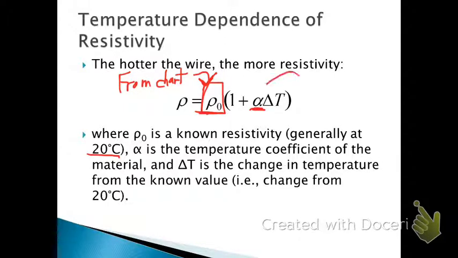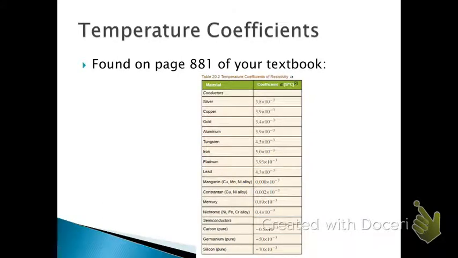This temperature coefficient, called alpha, is actually measured in inverse degrees Celsius. When you multiply it by the change in temperature away from 20 degrees, the units will cancel, so inverse degrees Celsius cancels with degrees Celsius, and I get a new multiplicative factor to figure out my new resistivity at this new temperature. All right, so there's another chart that you will have to look at. This one is located on page 881 of your textbook. This gives you several different materials, as well as their temperature coefficients, again in inverse degrees Celsius.